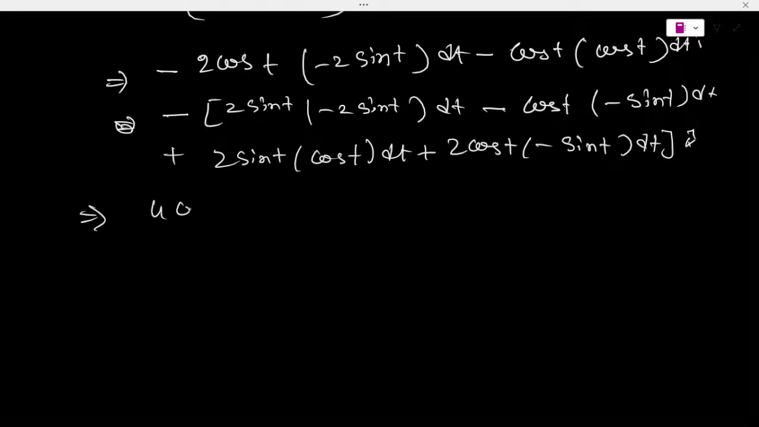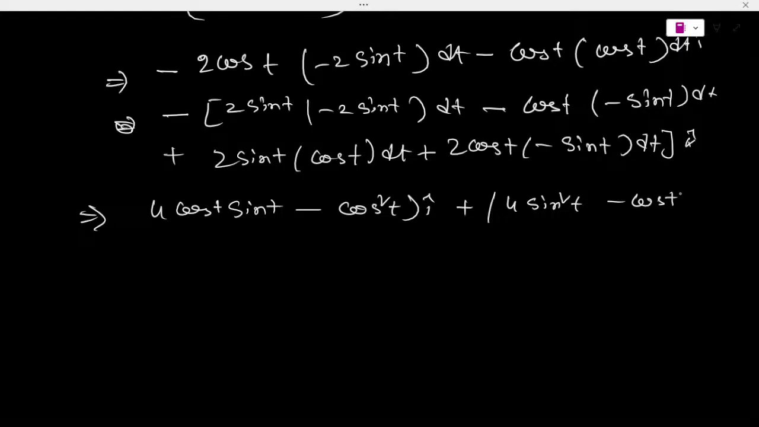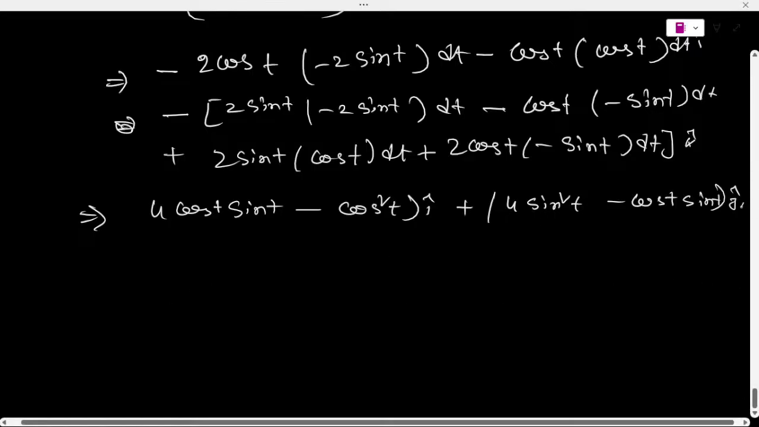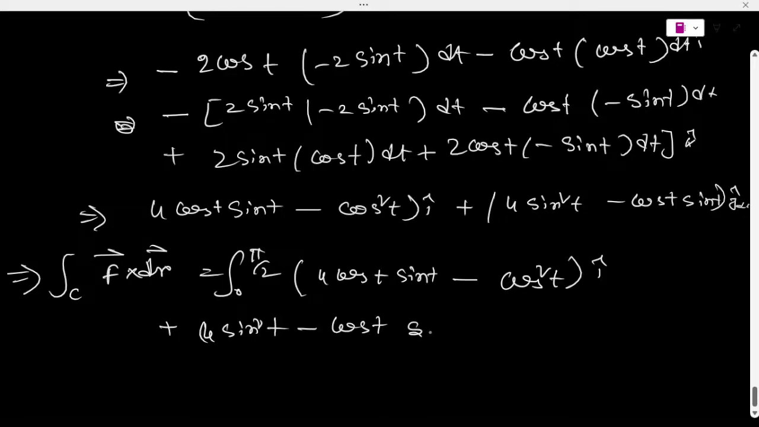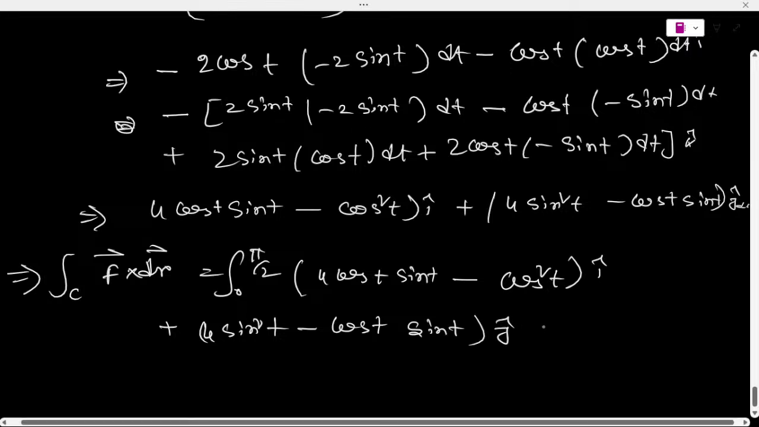So it will be around 4 cos t sin t minus cos square t into i cap, plus 4 sin square t minus cos t sin t, j cap into dt. And after that it will be the integration over closed C of F dot dr. It will be the integration from 0 to pi by 2 of 4 cos t sin t minus cos square t into i cap, plus 4 sin square t minus cos t sin t, j cap dt.